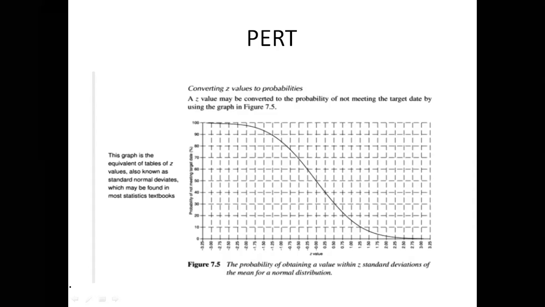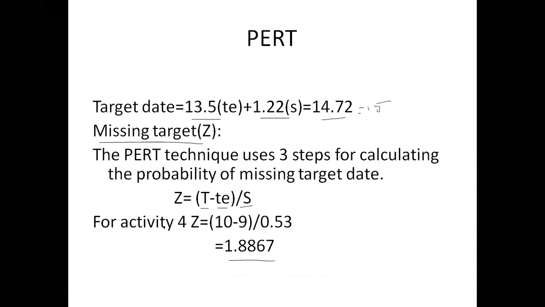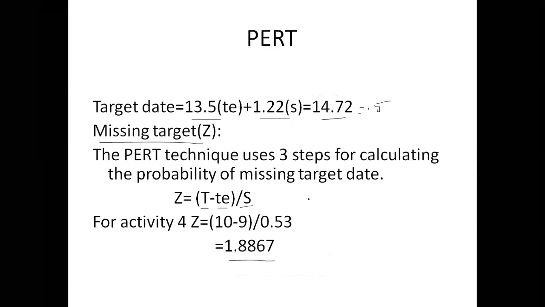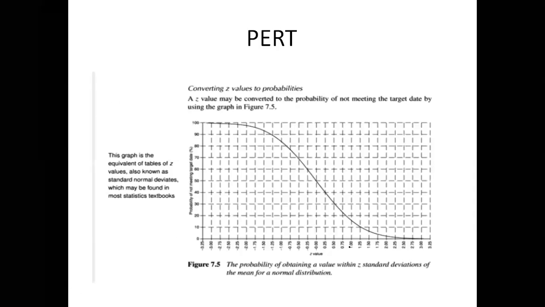So see here, the Z value is calculated for each node that has a target date. It is equivalent to the number of standard deviations between the node's expected date and the target date. So it is calculated using this formula. In this example, the Z value of the project completion event is 1.23. So see here in this figure, we get 1.23.